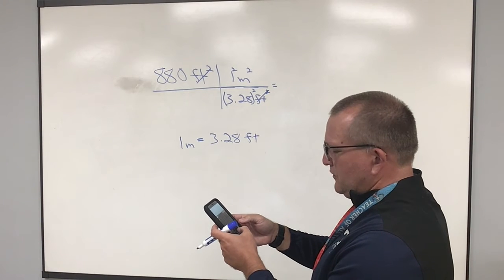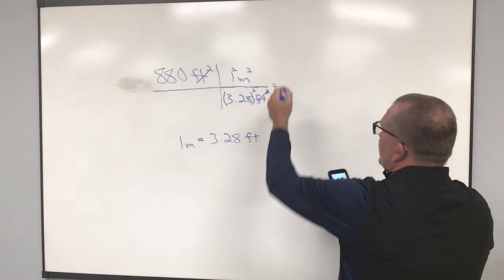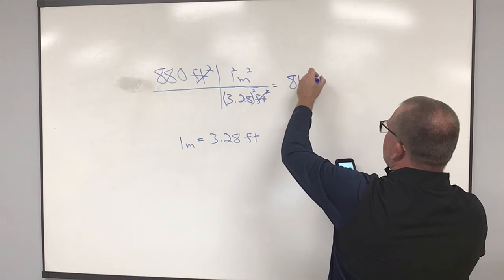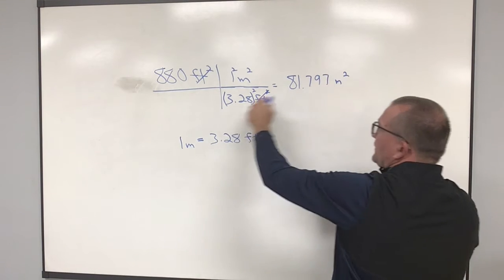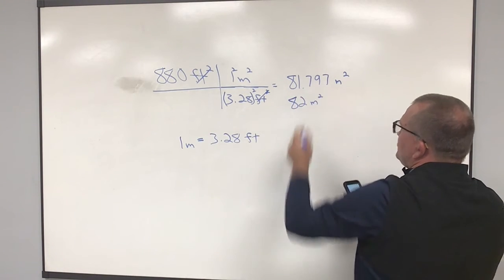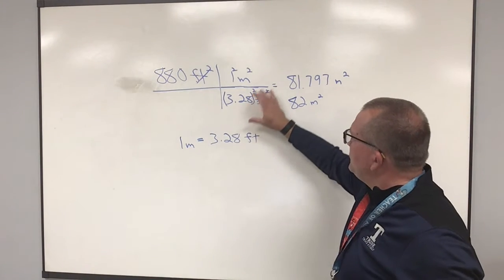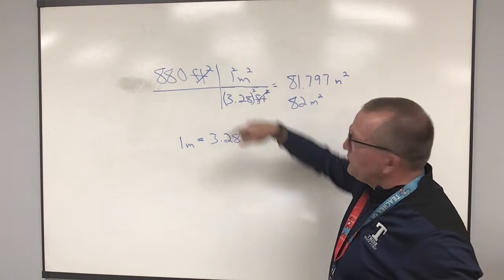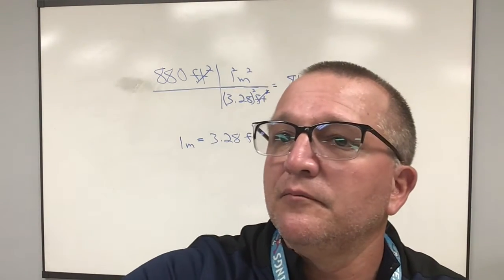Then I divide by 3.28 squared. And when I do that, I get 81.797 meters squared, 2 sig figs, 82 meters squared. So that would be my answer, it'd be 82. So squared or cubed, we just want to make sure we square everything in the conversion factor when we do it. And you can go from regular to non-squared to squared in no time.